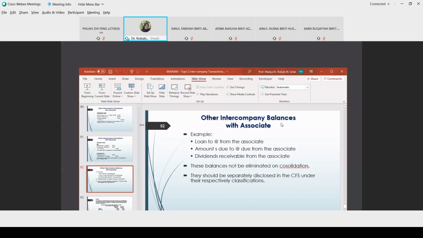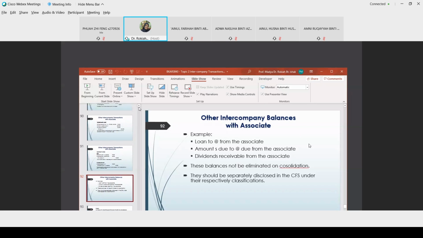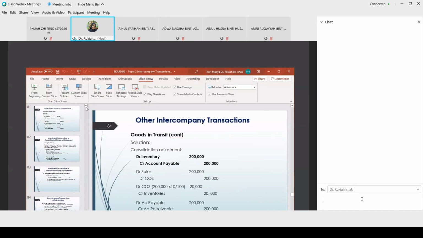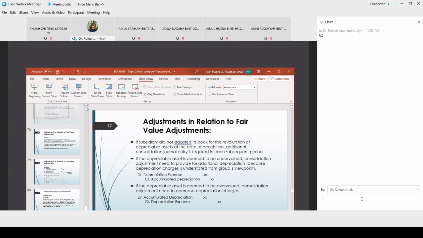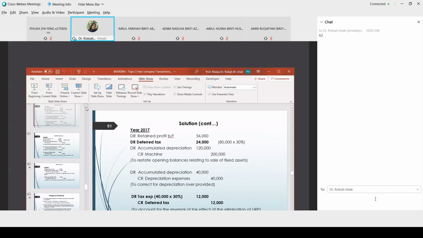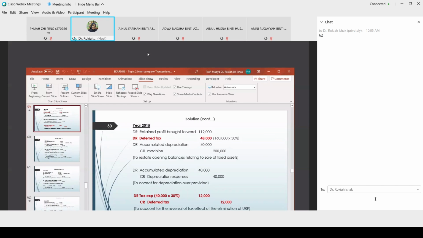Okay, so last time we stopped at which notes? Which slide did we stop at last time? Up to which one? Any of you? Slide 62, Najwa. I just want to know whether you are still there or not. Okay, so Najwa said slide 62. Yes, 62. So that means you are there.